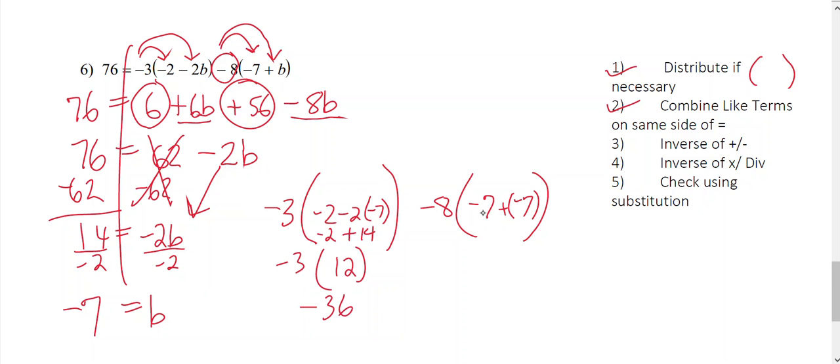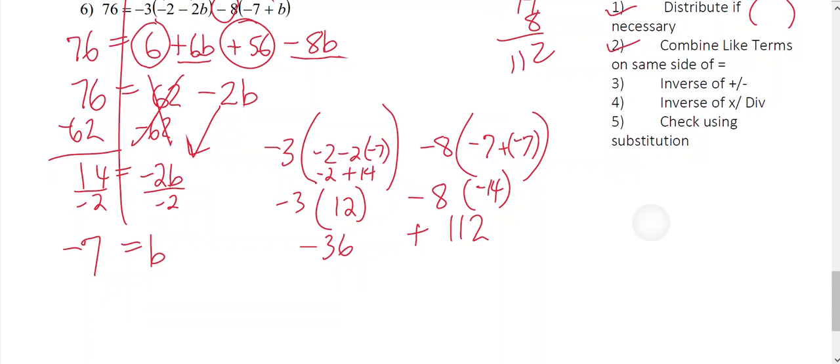In this parentheses, I have negative 7 plus negative 7, which is negative 14. Negative 14 times negative 8, 112 positive. And now I've got negative 36 plus 112. I know my answer is going to be positive because there are more positive than negative. 112 minus 36.